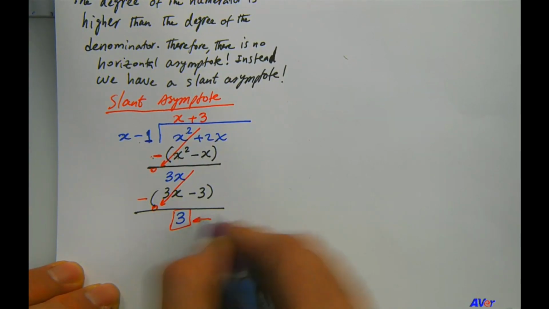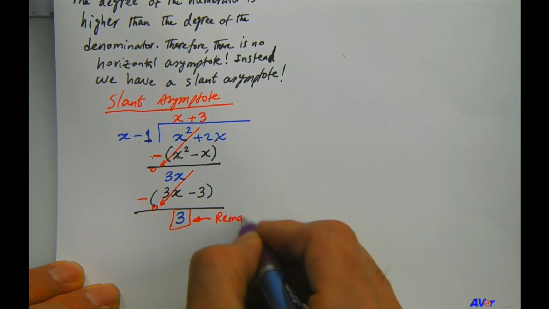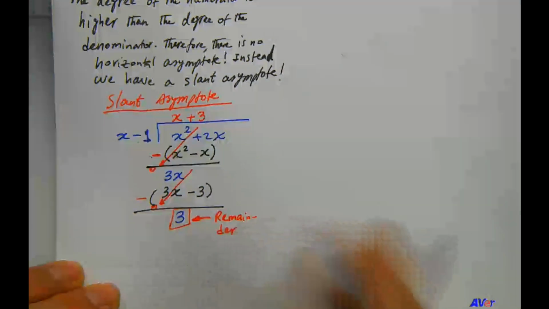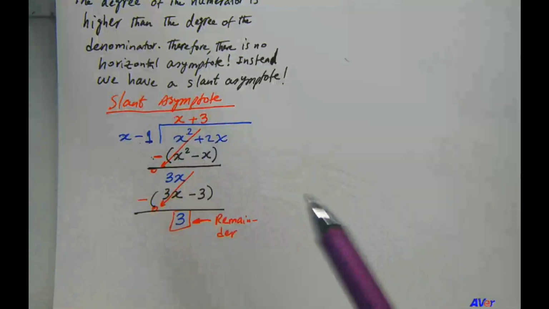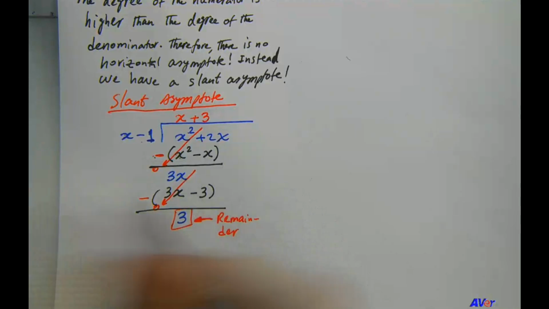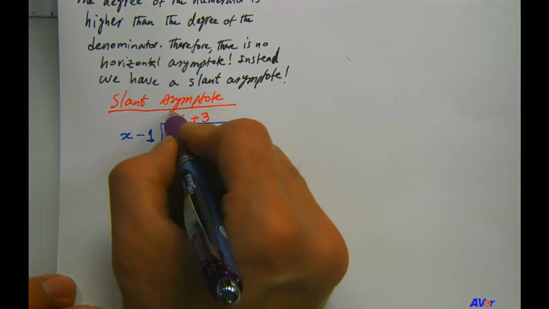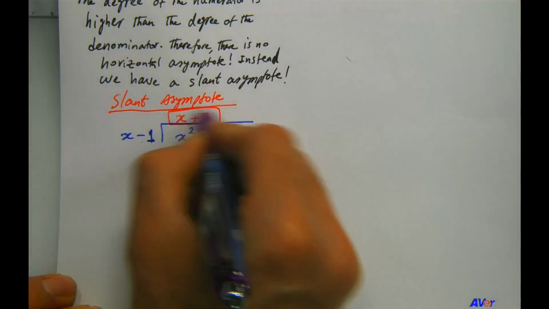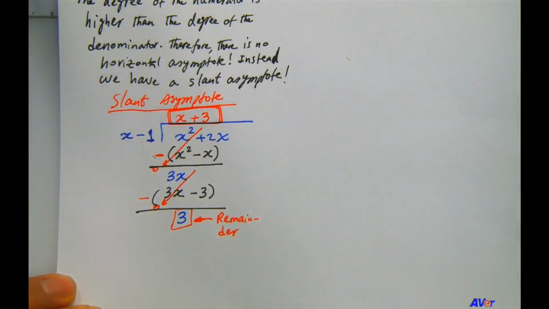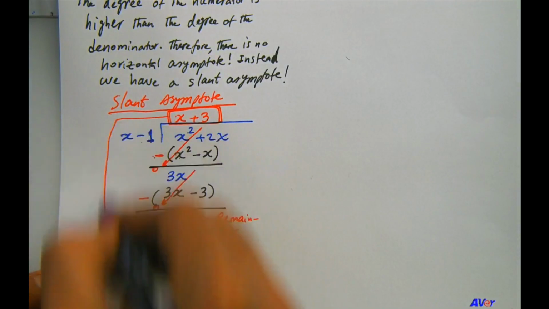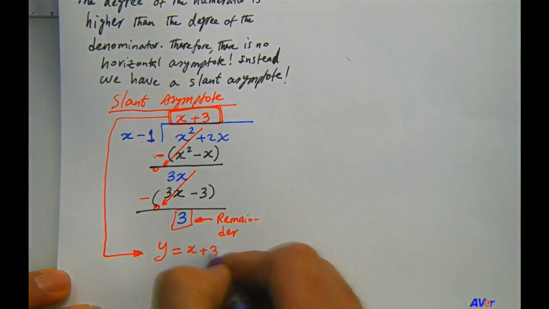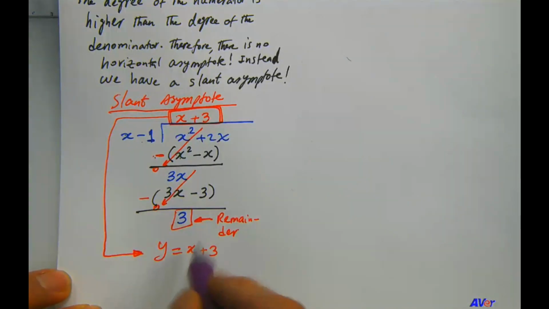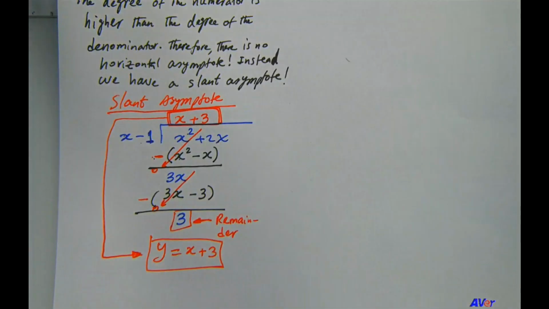So that is the remainder. Okay? The quotient is the slant asymptote. So let me box this. So x plus 3, the quotient, y equals x plus 3 is the slant asymptote. There. Okay? That's our slant asymptote.